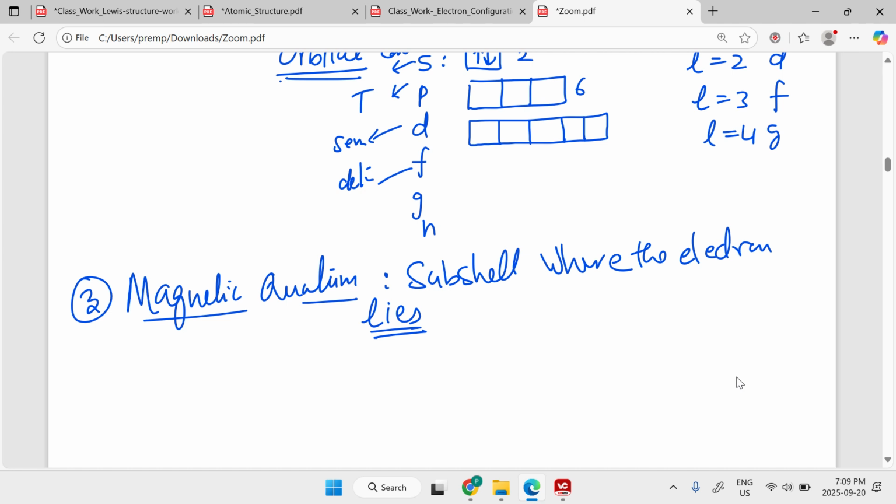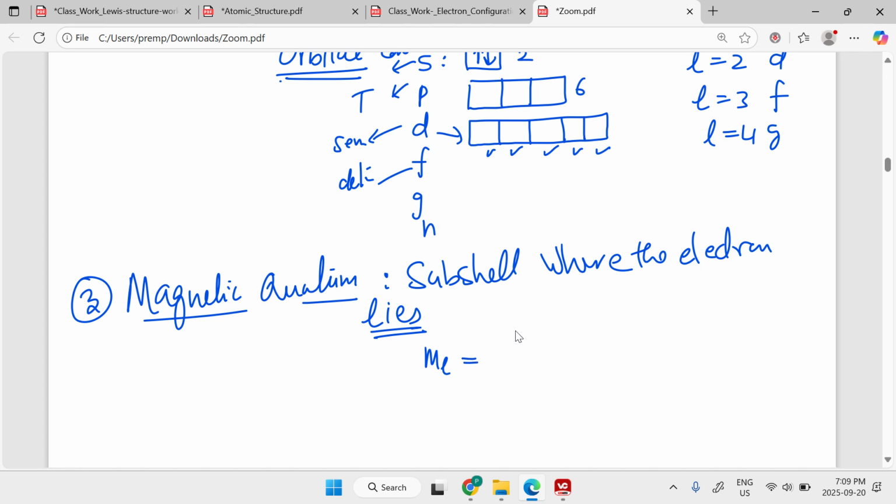Okay, so subcells means, you know that I told you d has 5 rooms. Now the electron is in which room? Is it in the first room or second or third or fourth or fifth? So it talks about the distribution of electrons among those subshells. That's called the magnetic quantum number, and it is represented with the help of ml.